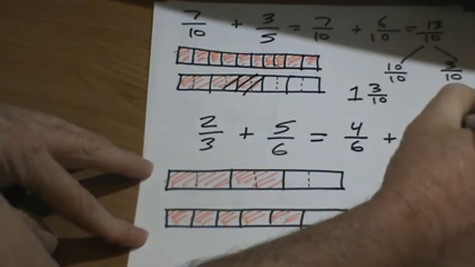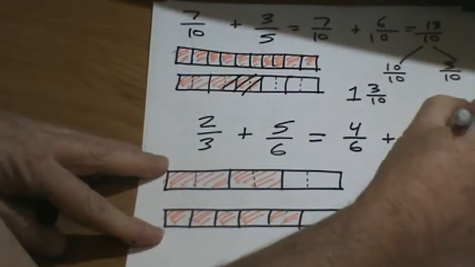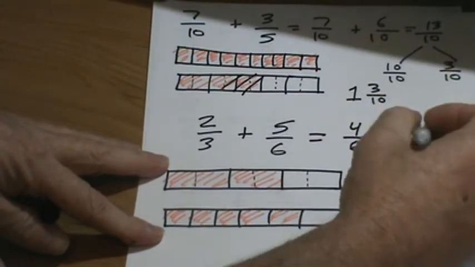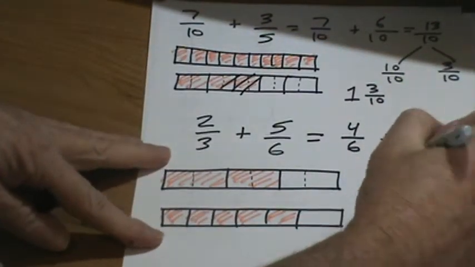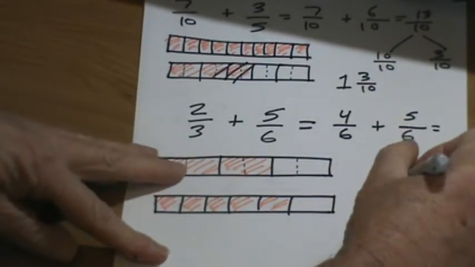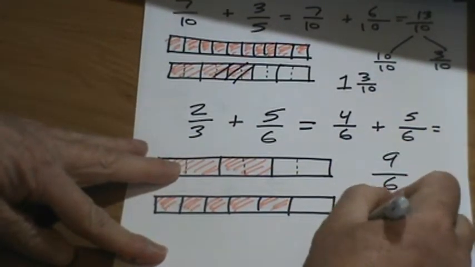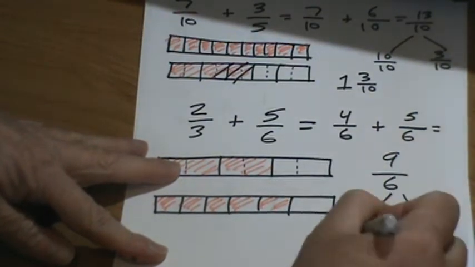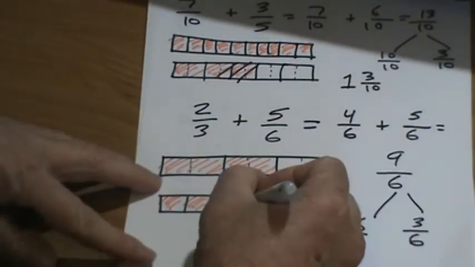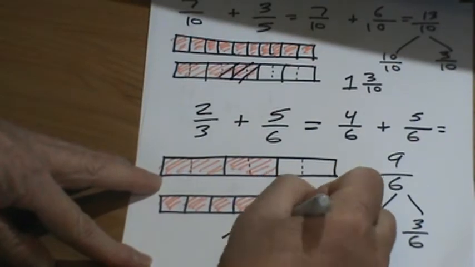Time to add. Oops, I don't have much room, so I'll go down here. 4 plus 5, 4, 5, 6, 7, 8, 9. It looks like we have 9/6. We'll make a number bond. 6/6 to represent 1. 9 minus 6 is 3. We have 3/6 left over. So it looks like our answer is 1 and 3/6.